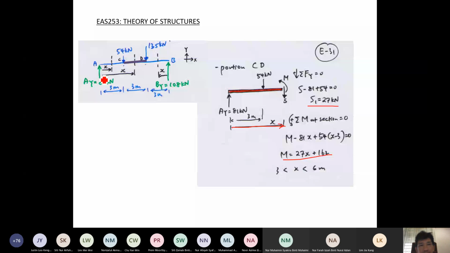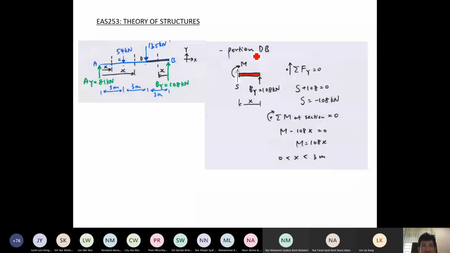So do the same thing. Now we are looking at portion DB. We have finished AC and CD. To complete, knowing the variations, we also need to get the variation of shear force and bending moment for this portion DB. Again, we cut here, but now, whereas just now we started from A as origin, we start from B as origin. X starts from B as origin for this portion DB.